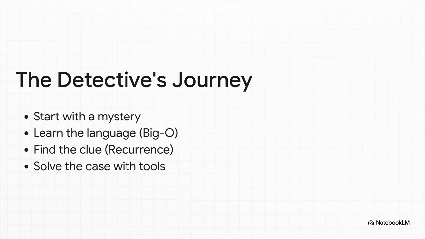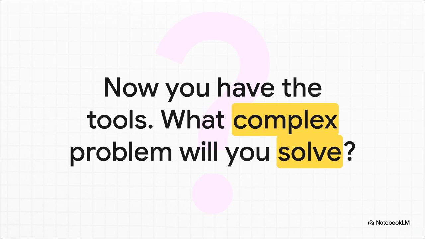And that was our journey. We started with the puzzle of recursion. We learned the language to talk about it, big O. We found that crucial piece of evidence, the recurrence relation, and then we broke out our toolkit with 3 powerful methods to finally solve the case and find the algorithm's true complexity. So there you have it. You've got the framework, you've got the tools. You can now analyze pretty much any recursive algorithm that comes your way. The only question left is, what complex, fascinating problem are you going to solve next?